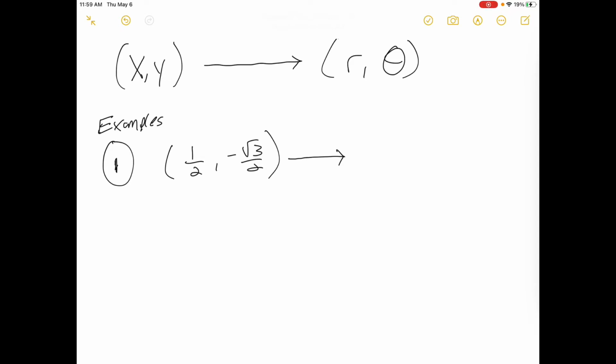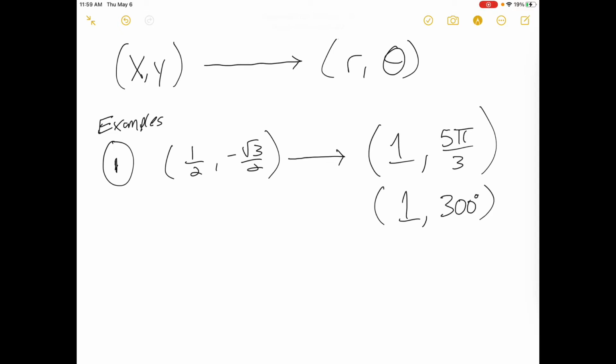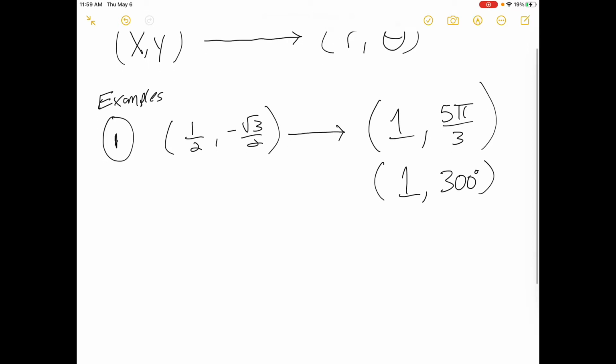So if you have a coordinate that's straight off the unit circle, on the unit circle the radius is 1, and (1/2, negative root 3 over 2). In terms of radians, that is 5 pi over 3. Or you could say radius of 1 and 300 degrees. Okay.